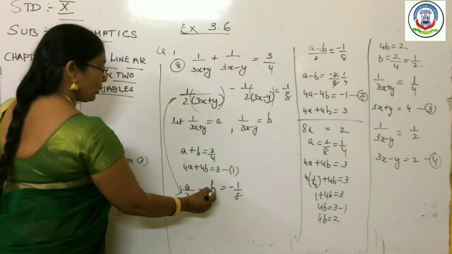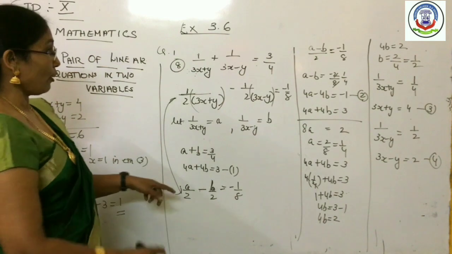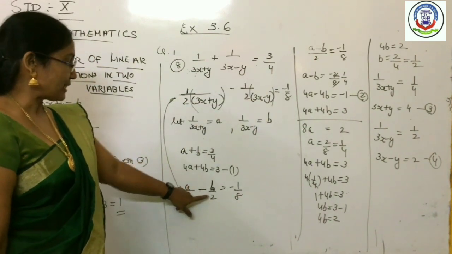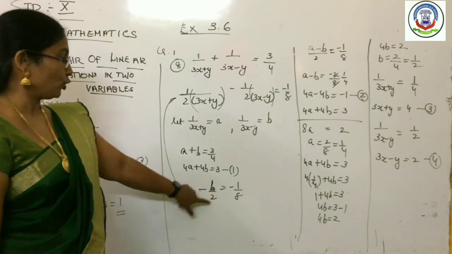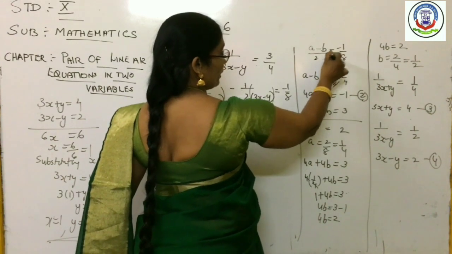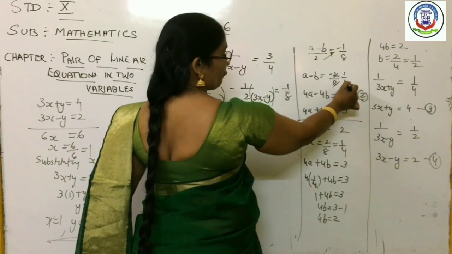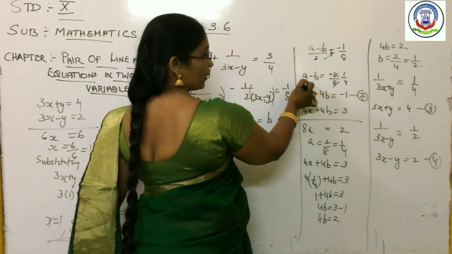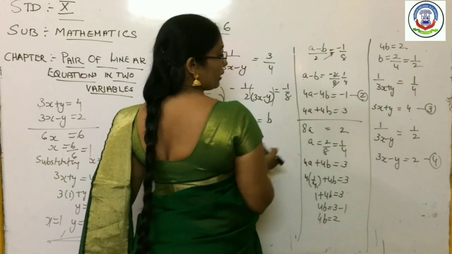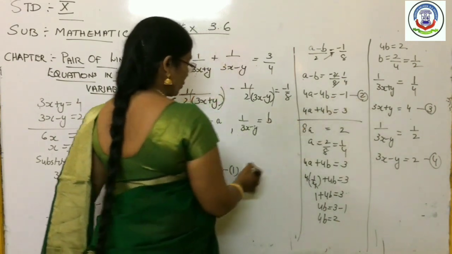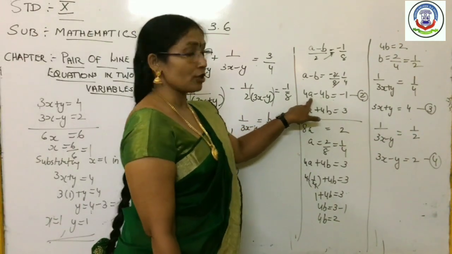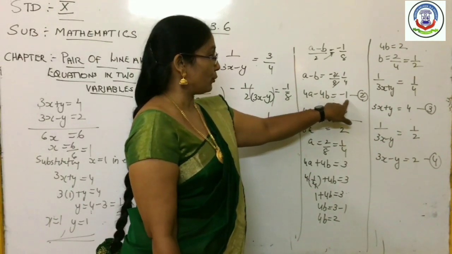Now this one also you have to change into a linear equation in proper standard form. For that purpose, 2 is the LCM here. It will come a minus b upon 2 is equal to minus 1 by 8. This 2, if you cross multiply, it will come minus 1 by 4. Now this 4 you cross multiply here. So what will you get? 4a minus 4b is equal to minus 1. Second equation. Now the first equation is already 4a plus 4b equal to 3. Second equation: 4a minus 4b is equal to minus 1.